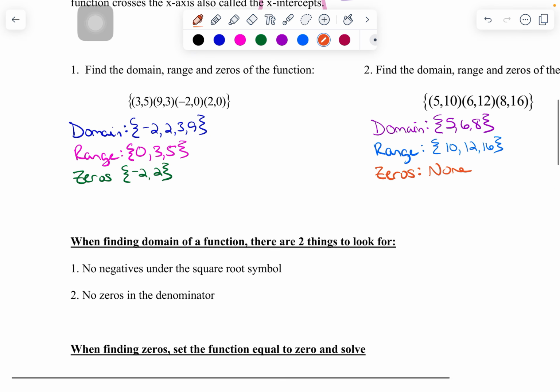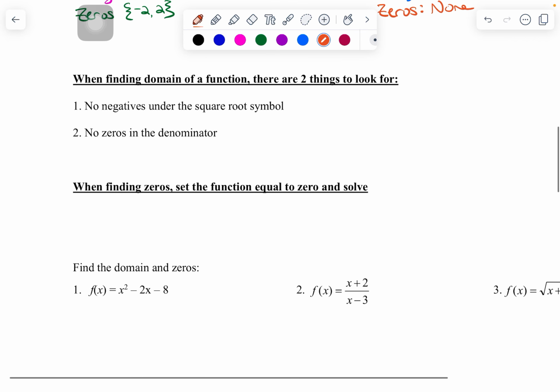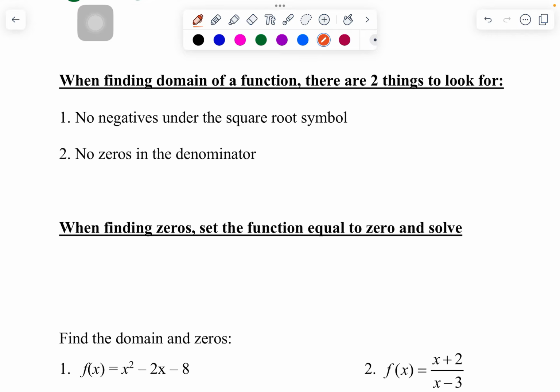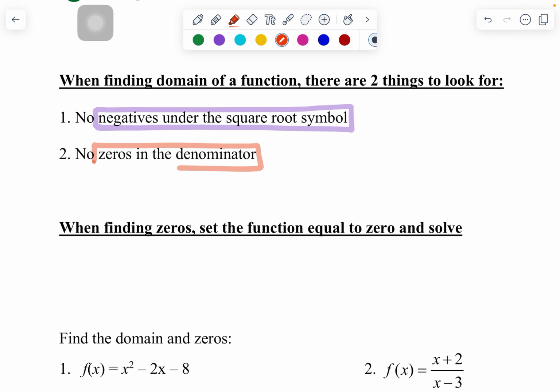All right, now let's say I don't give you ordered pairs, I give you equations, and I want to find the domain for a function. So there are 2 things you're going to be looking for. Thing 1 is you cannot have any negatives under the square root. If you have a square root in your problem, we're going to have to pay attention to that. And secondly, you can't have any zeros in the denominator.